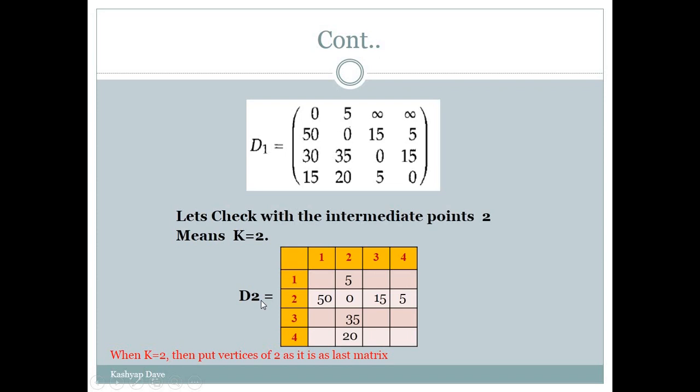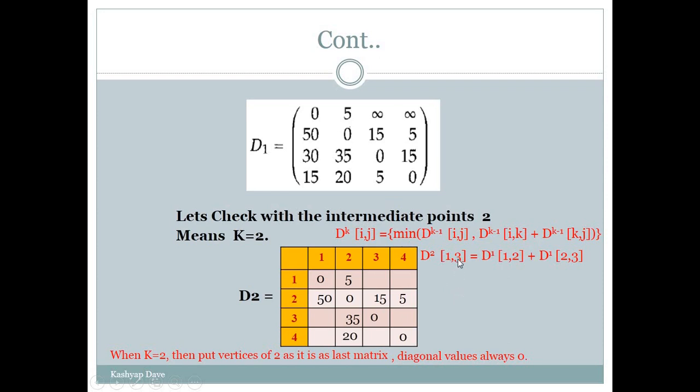If you are calculating D3, then your 3rd column and 3rd row will be the same as in the last matrix. Again, diagonal values will always be 0. Why? Because the distance between 1 and 1, 3 and 3, and 4 and 4 will be 0. Okay, so we have to calculate the remaining 6 values here. We will apply the same formula that we applied in D1. So for finding the distance between 1 and 3, we will take intermediate node 2.